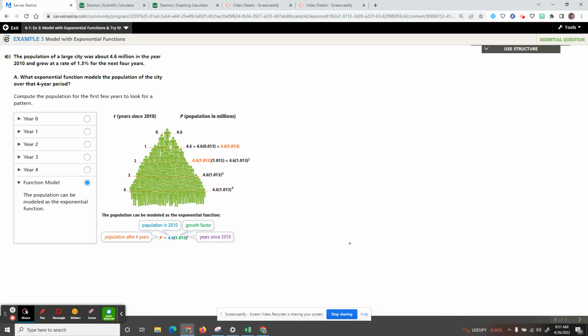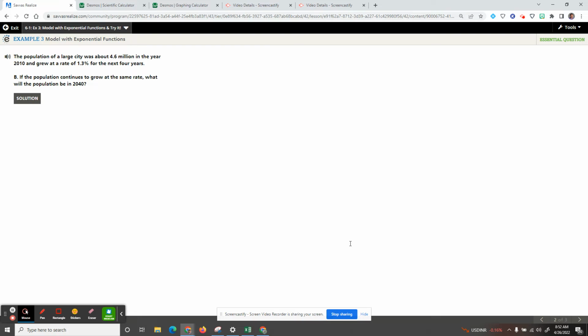So if we look at the model for a generic year, P represents the population after any amount of years that you want after 2010. The population that we started with in 2010 is the 4.6 million. The growth factor is the 1 plus the yearly rate, so 1.013. And then the exponent t represents the amount of years since 2010. We can then use that function to get the population at any given year after 2010, again, assuming that the growth rate is 1.3%.